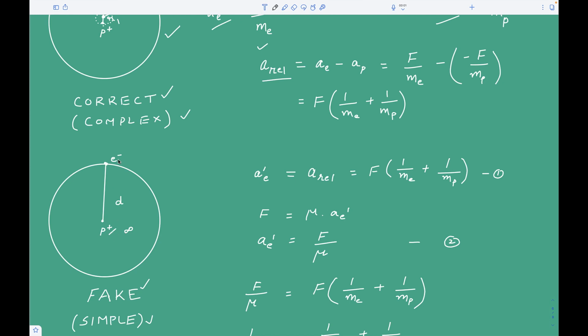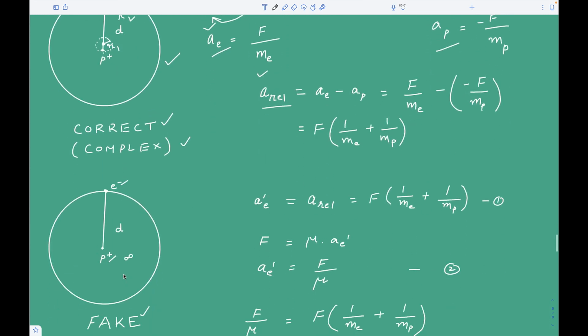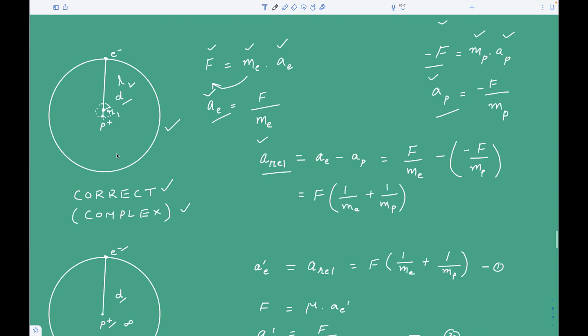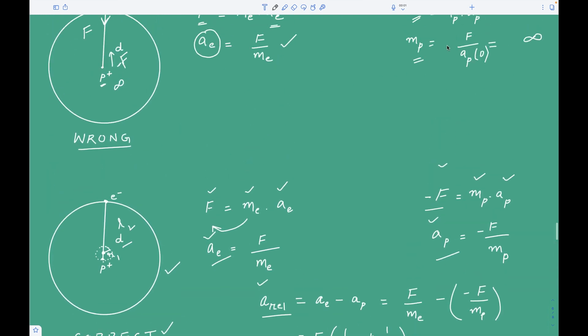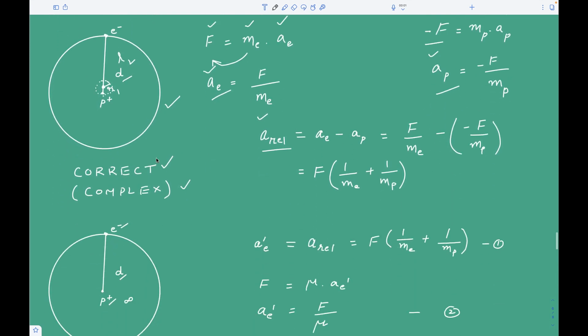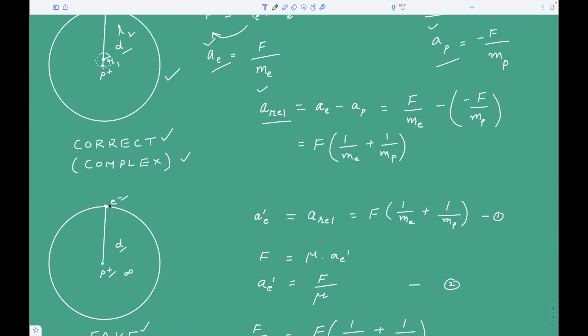The charges on the proton and electron are same in both these models, and the distance between them is also same. That means the force exerted by the proton on this electron is also same in both these cases, because it is given by k times the product of their charges over square of the distance between them. So the magnitudes of the charges are same in both these models, and the distance between them is also same. Therefore, the force exerted by this electron in this fake model is also F.